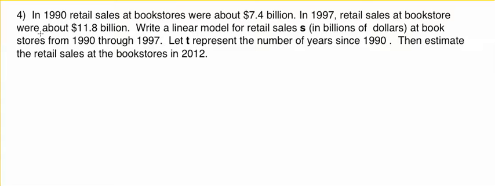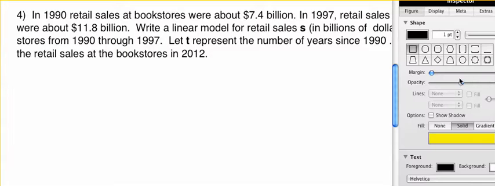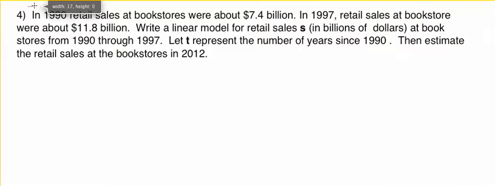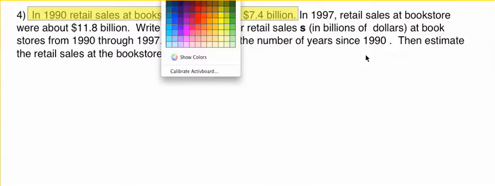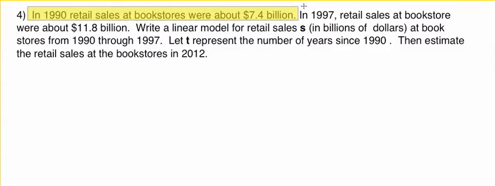Okay, so this is a continuation of the notes, question 4 from 9-1709. It says, in 1990, retail sales at bookstores were about $7.4 billion. So let me change this a little bit. Okay, so this is going to become one of our ordered pairs, potentially. Okay, and then it says, in 1997, retail stores were about $11.8 billion.